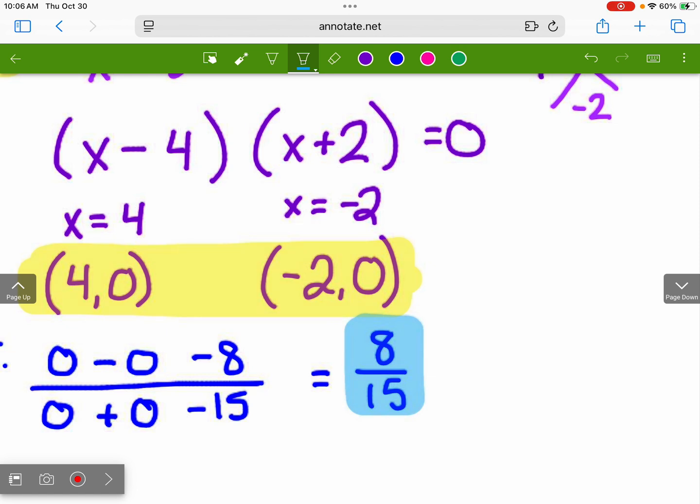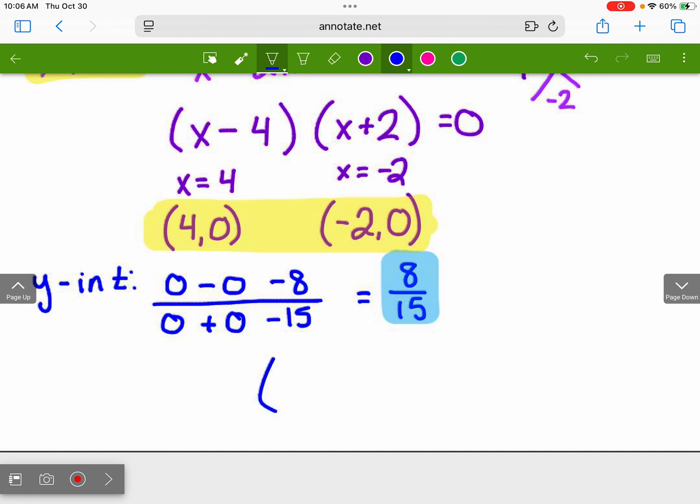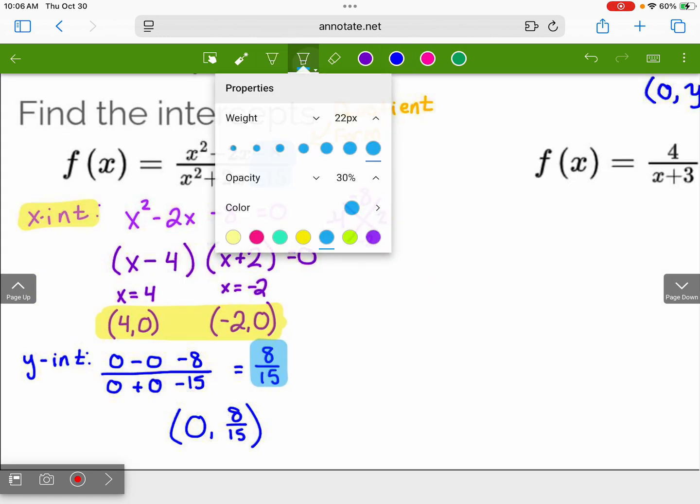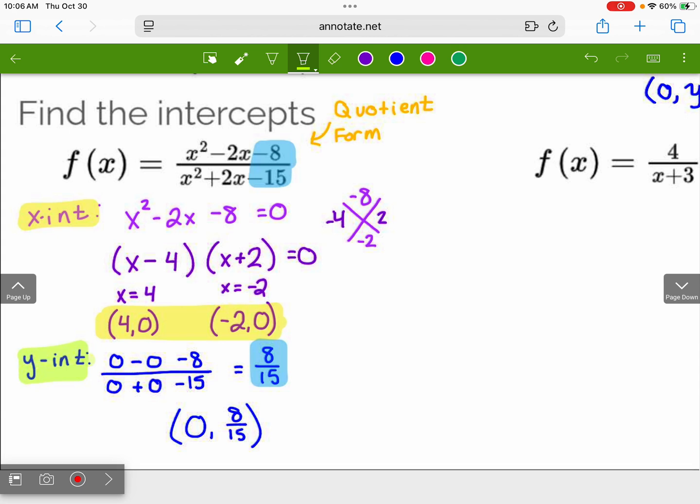So you don't have to substitute in 0. It is going to be the ratio of our constants. Make sure we're careful about signs. But our y-intercept is going to be the point 0, 8/15, which admittedly is going to be an obnoxious point if we ever have to plot that. But we could do it. So that's our y-intercept as a point right here. Questions on this left one?